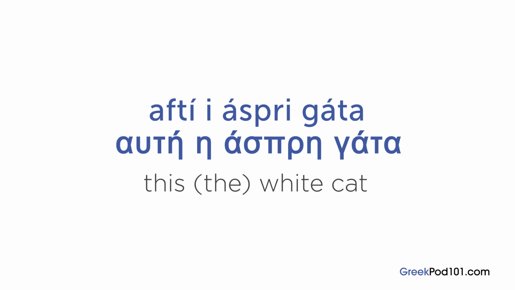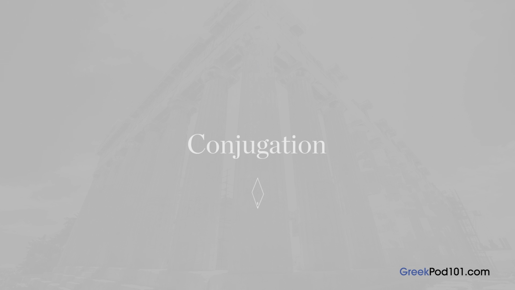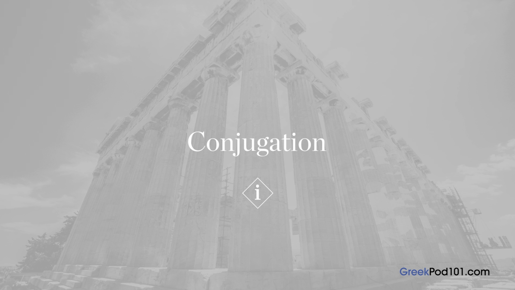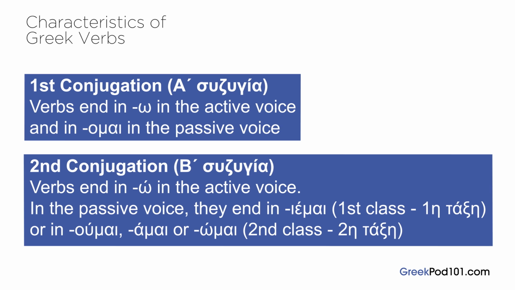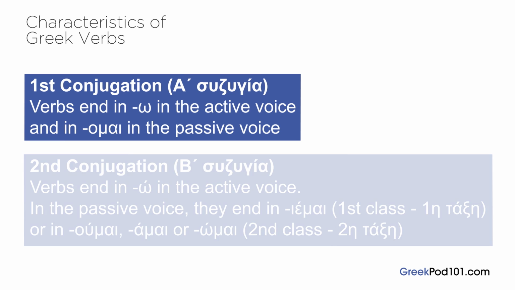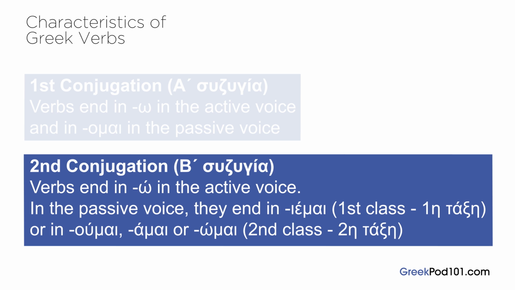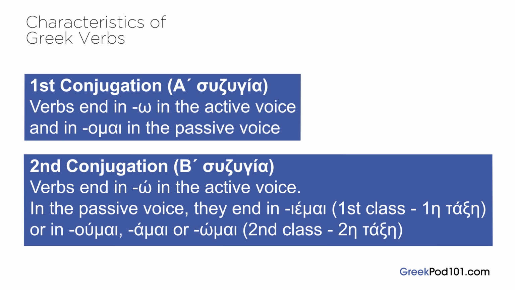Now let's move on to the conjugation of verbs. Again, the word conjugation in Greek is called klisi. Greek verbs are divided into two main conjugation groups depending on their main ending. There's conjugation A and conjugation B. Furthermore, conjugation B has two subgroups, first and second class. The conjugation group is one of the characteristics of a verb.